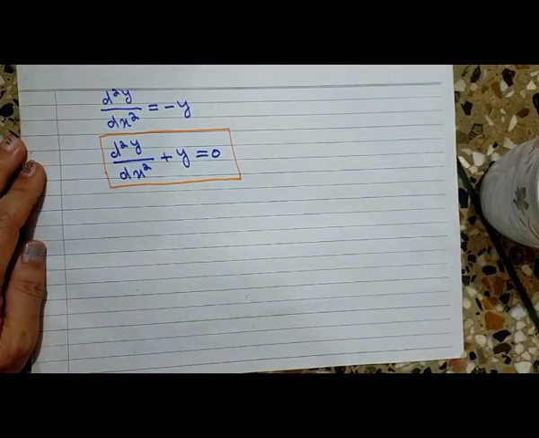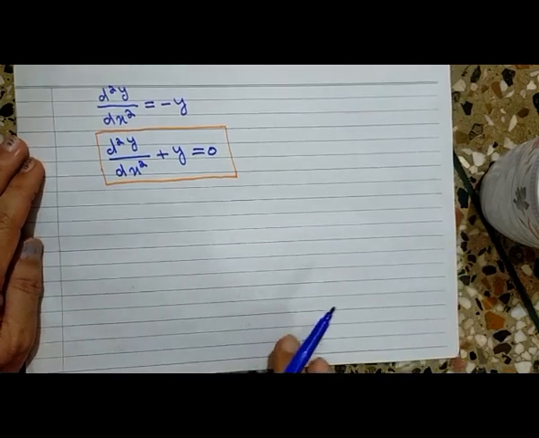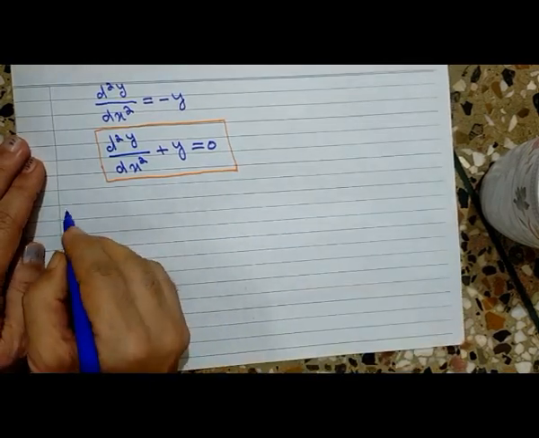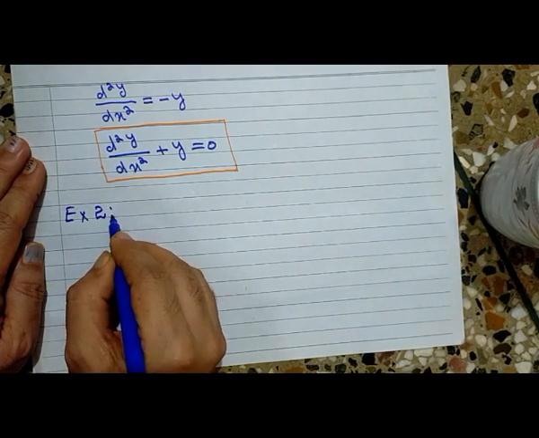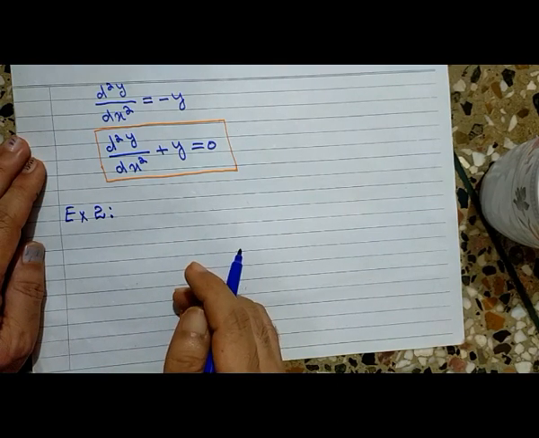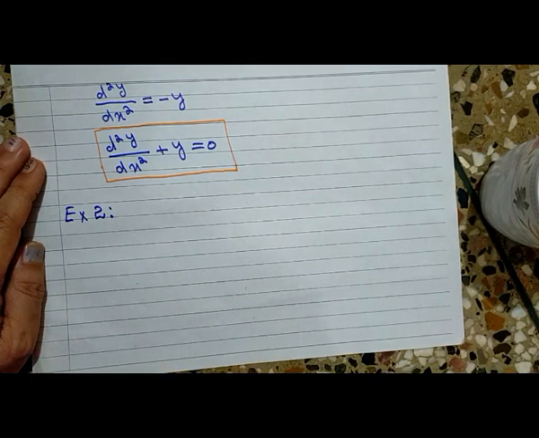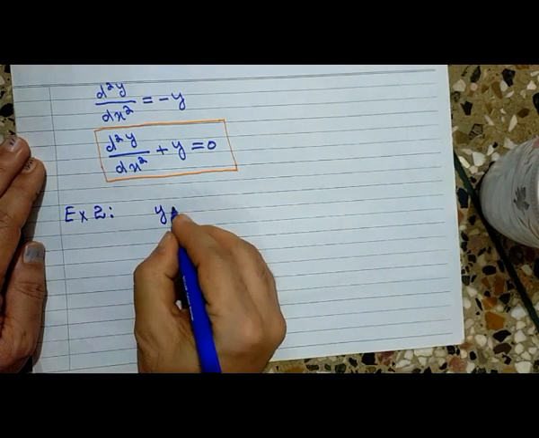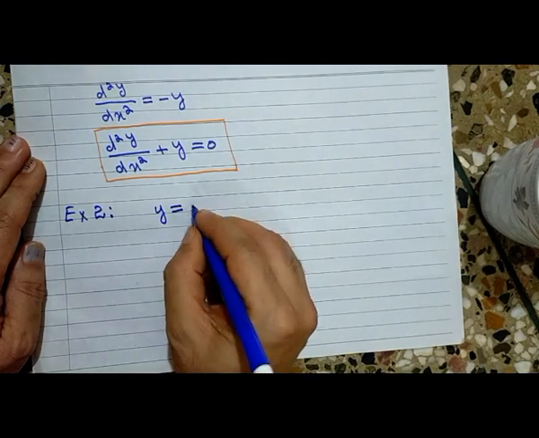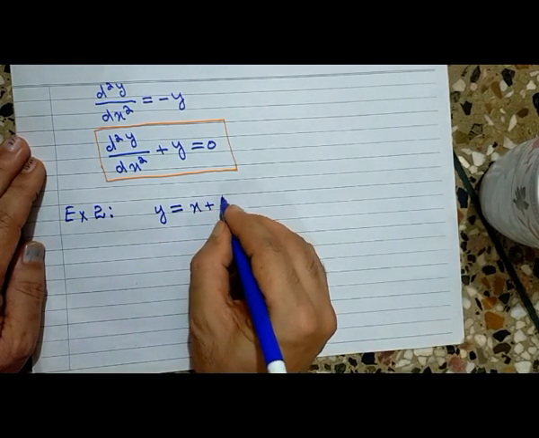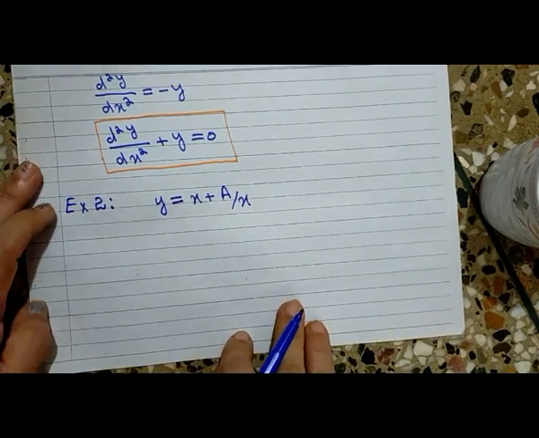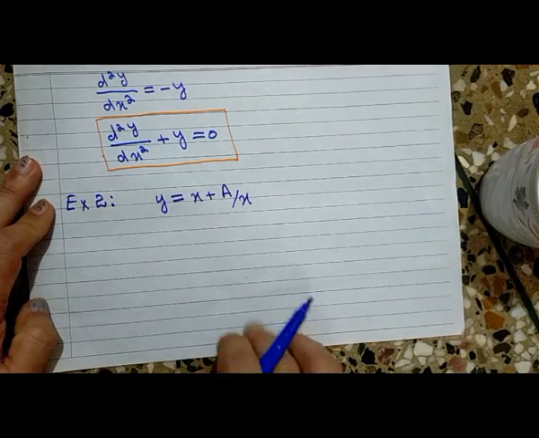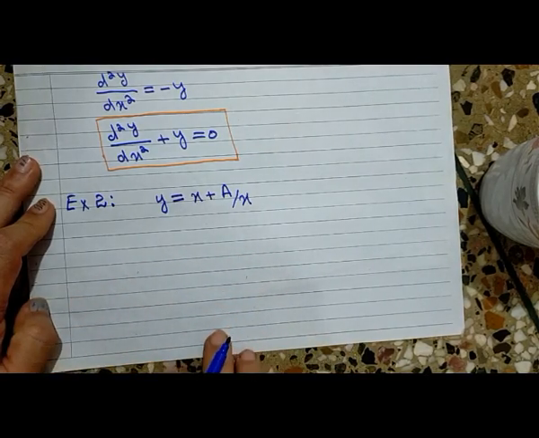Let's do another example and the matter will be much clearer then. So we now move on to another example, example 2. In here we are told to form a differential equation out of an equation, and the equation is y is equal to x plus a by x. Let's try it and let's see what is the result, what differential equation is formed.